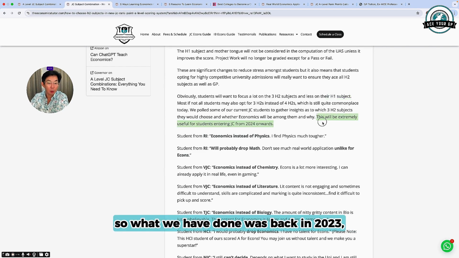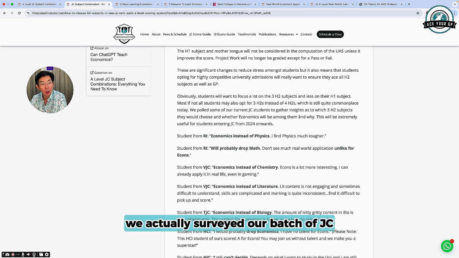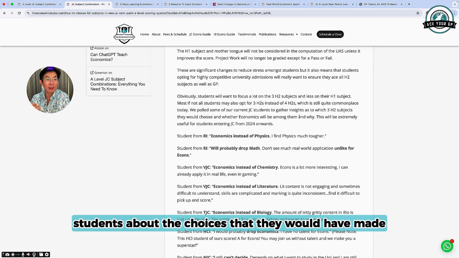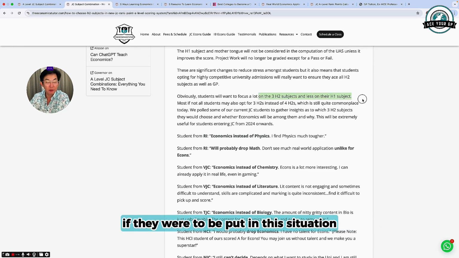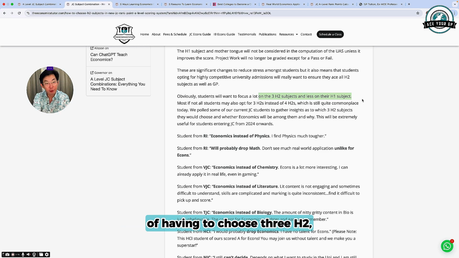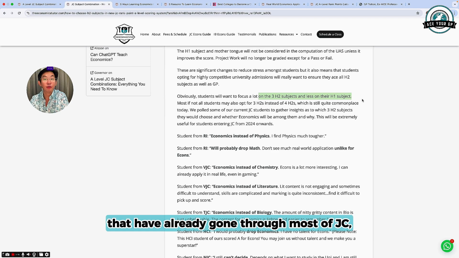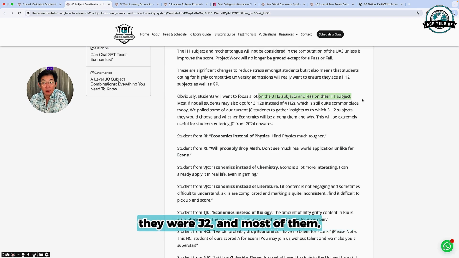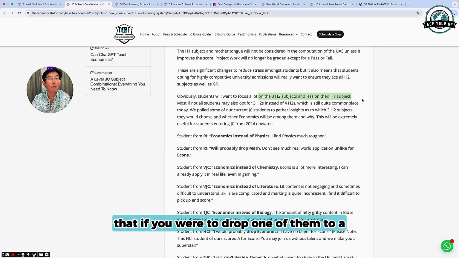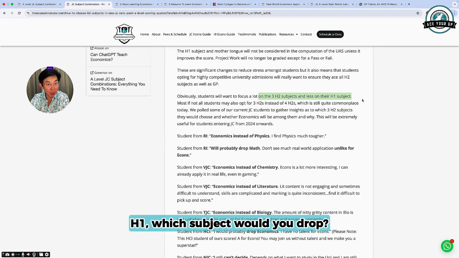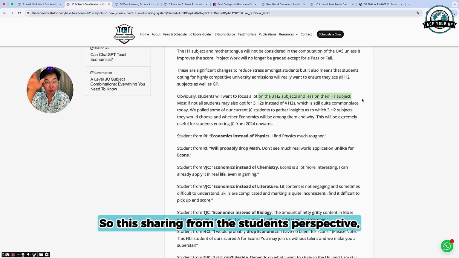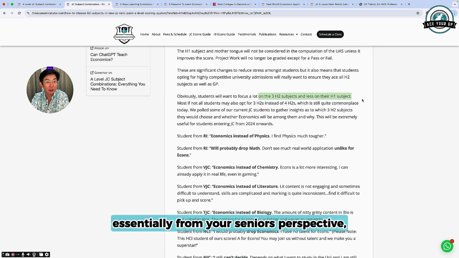So what we have done was, back in 2023, we actually surveyed our batch of JC students about the choices that they would have made if they were to be put in this situation of having to choose 3 H2, 1 H1. So these are JC students that have already gone through most of JC. They were J2, and most of them were taking 4 H2 subjects, and we surveyed them that if you were to drop one of them to a H1, which subject would you drop? So this sharing from the students' perspective, essentially from your seniors' experience, I think is very valuable.